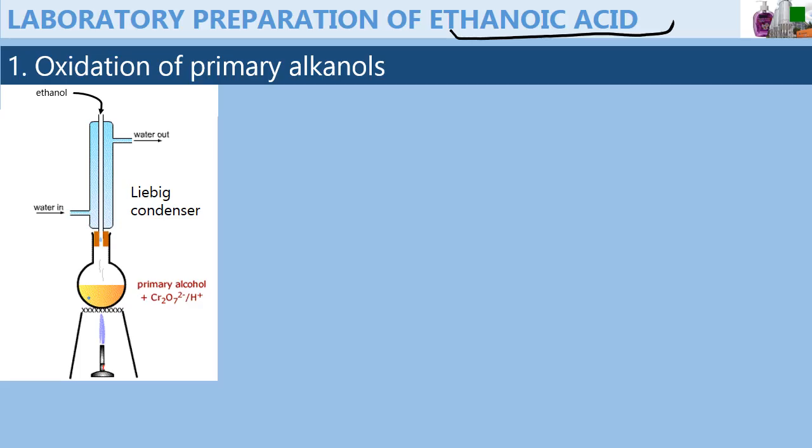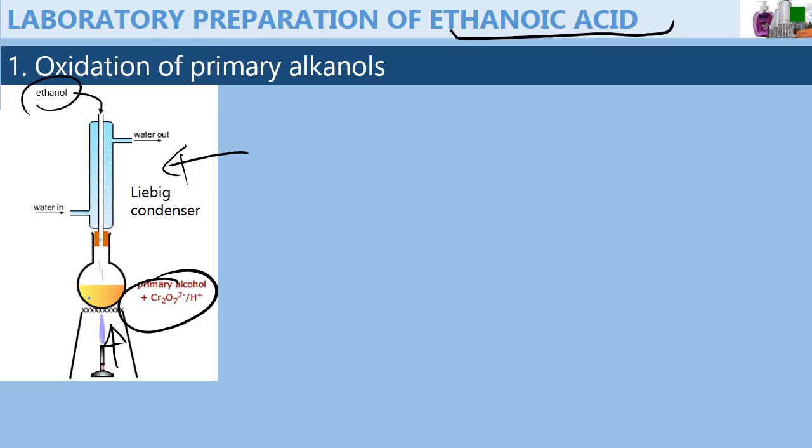Set up the apparatus as shown here. You will fill up a flask with acidified potassium dichromate(VI) and connect a condenser to it as shown here. Then you heat the solution as you add ethanol.